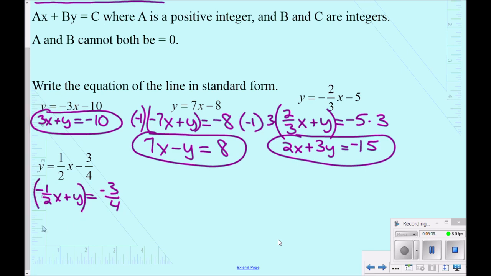So we're going to take this times -4 on both sides. On the left, I have -4 times -1/2 x, which is going to give me positive 2x. I have -4 times positive 1y, which is -4y, equals, and I have -4 times -3/4. So the 4's cancel out, and I'm left with a positive 3. And that is standard form.